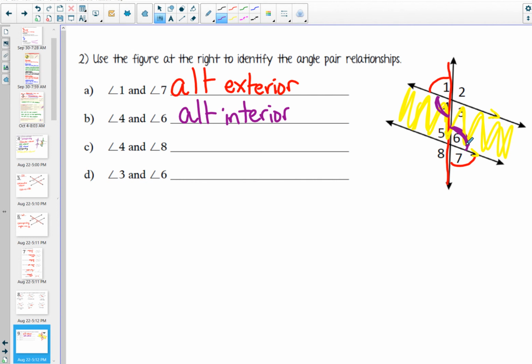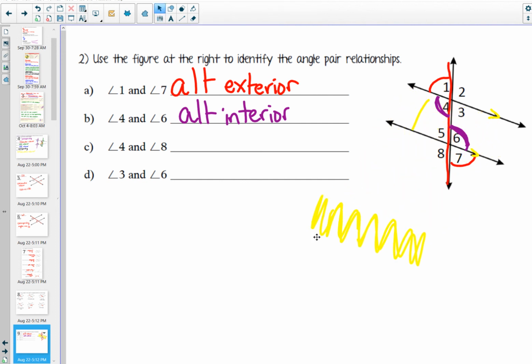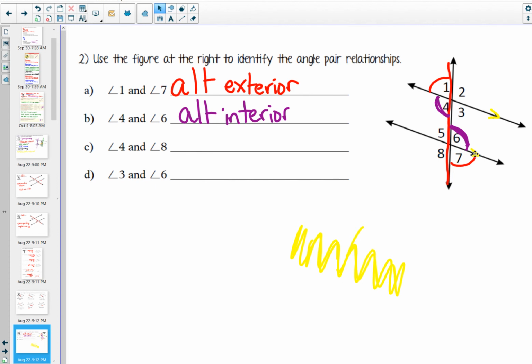Better? Is there a way to erase just my yellow? You can, depending on how many times you picked up the pen. Guys, I'm learning new things. Bless you. Look at that. Thank you. Now, how do I get back to?